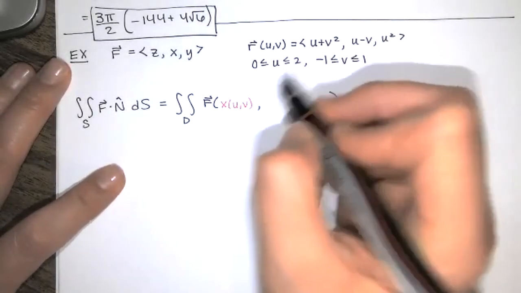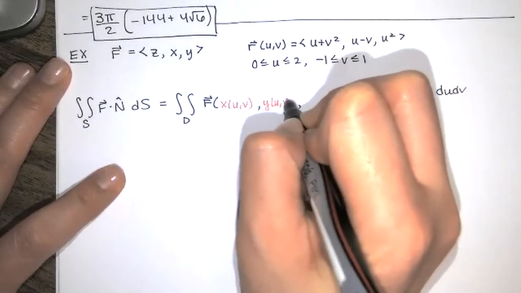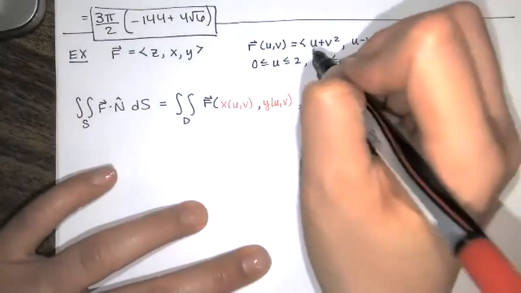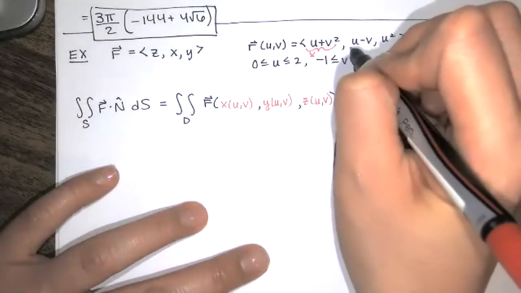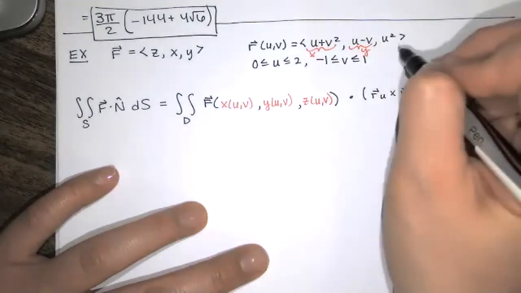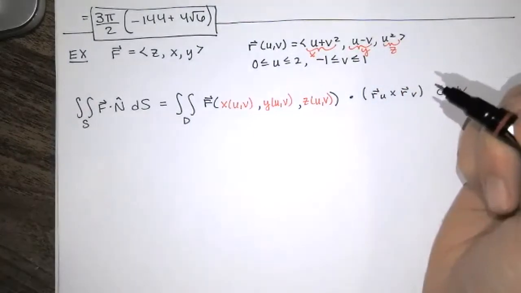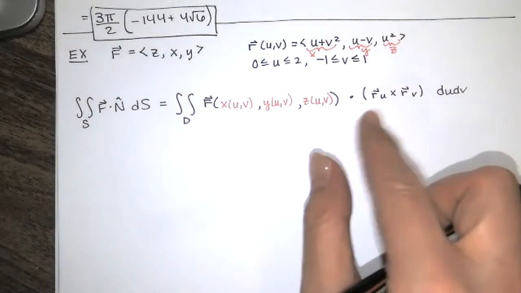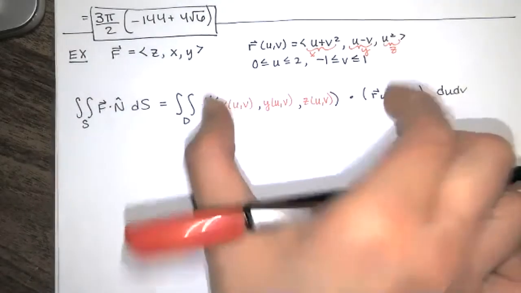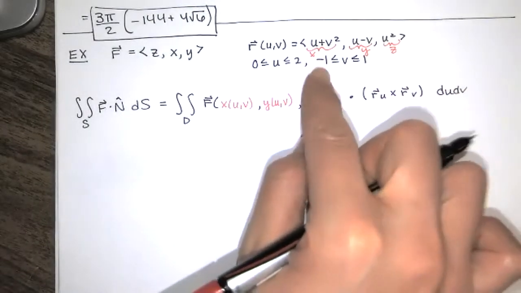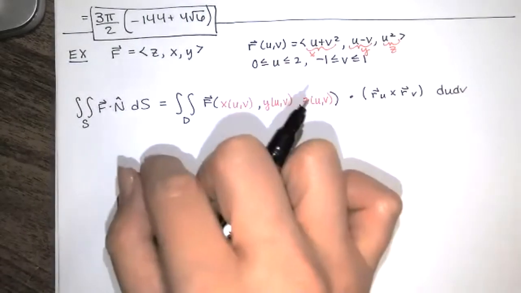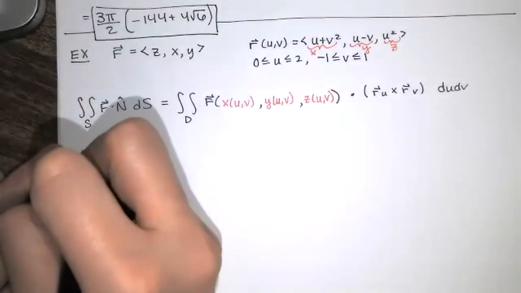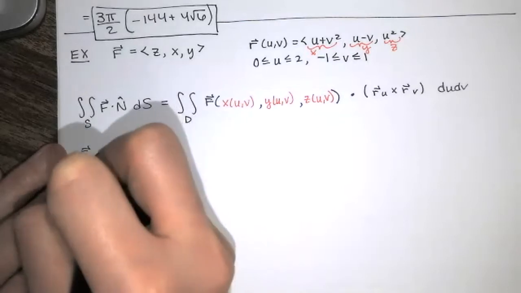So we replace x with x of u and v. We replace y with y of u and v, and z with z of u and v, where x is the x component of our parametric surface, y is the y component, and z is the z component. You substitute those in over here, and then you compute those two partials, you take a cross product, you take a dot product, and then you're going to integrate over that region, which is just constant to constant, very simple integration.